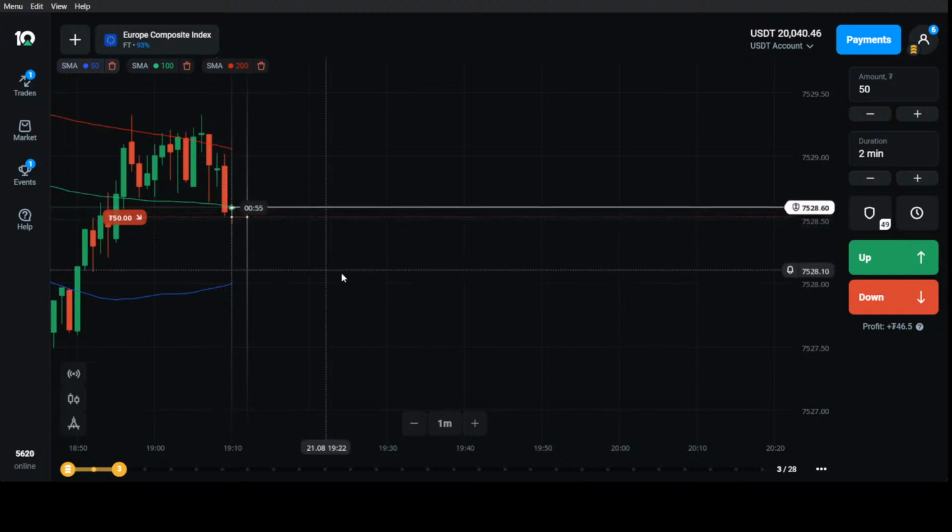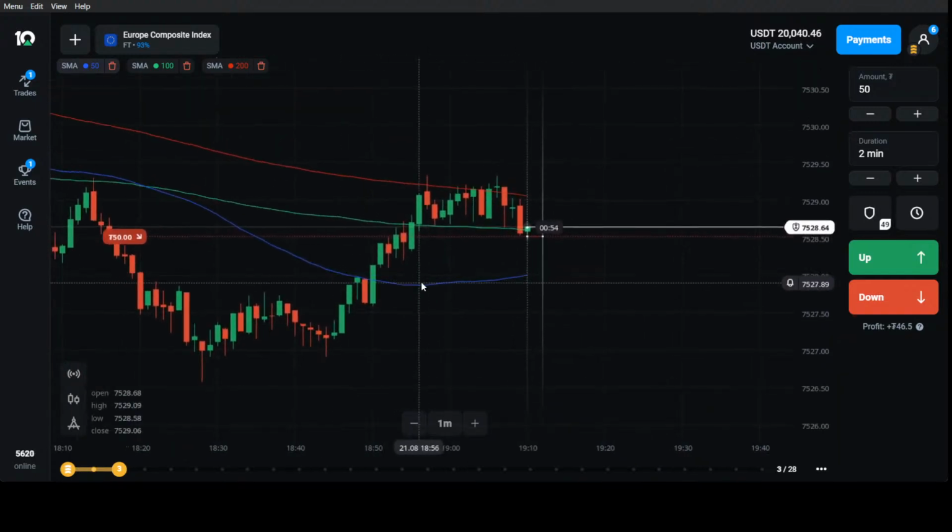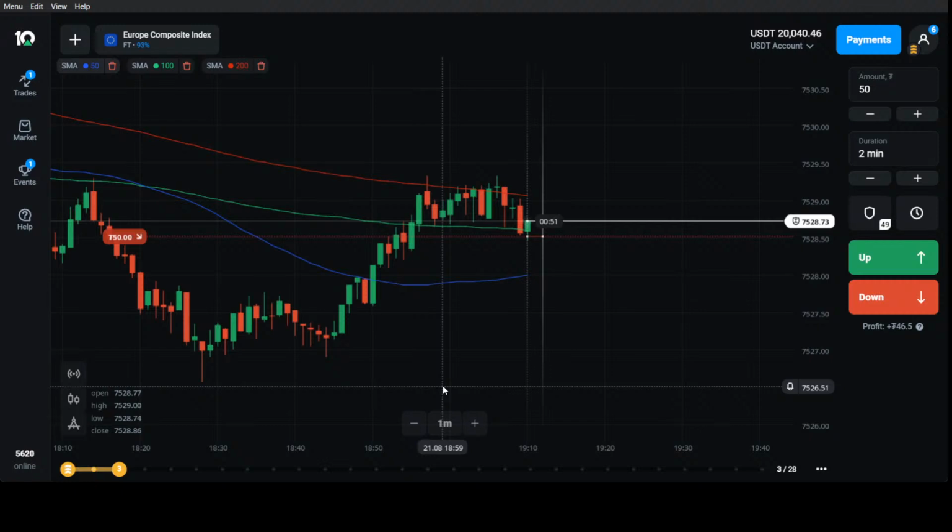Second thing, what I would recommend is just analyze the background. Always trade in the assets where you see a proper trend going on. Okay, that will help you trade better. All right, is that clear?